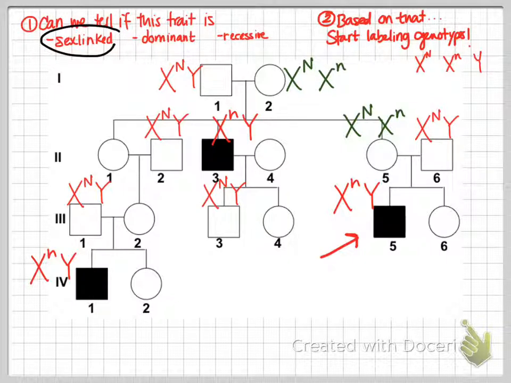Where are our other female carriers? Well, individual 2 in the 3rd generation would have to be a female carrier since she had a male offspring who has the condition. We can't know anything about individual 4 in that generation. We can't know anything about individual 6 in that generation. And we know nothing about individual 2 in that generation. We know that in any case where a female has a mother who's a carrier, they have a 50% chance of carrying the trait themselves.